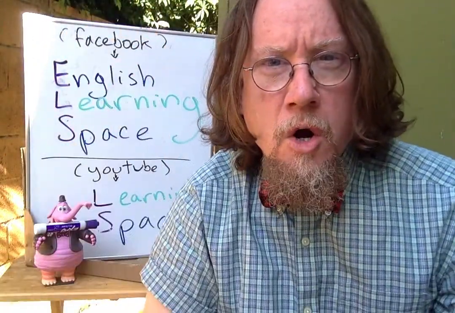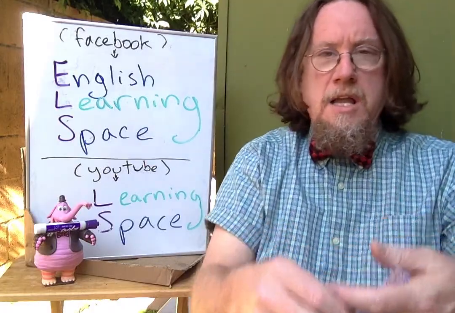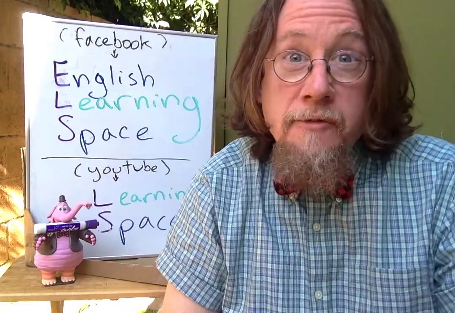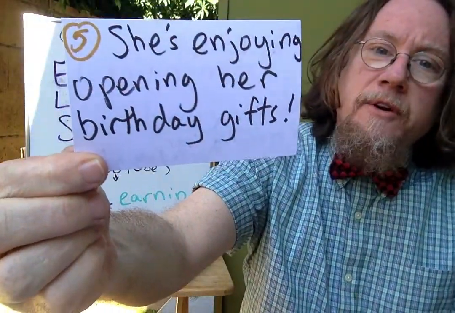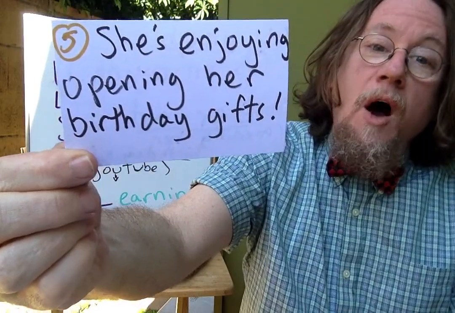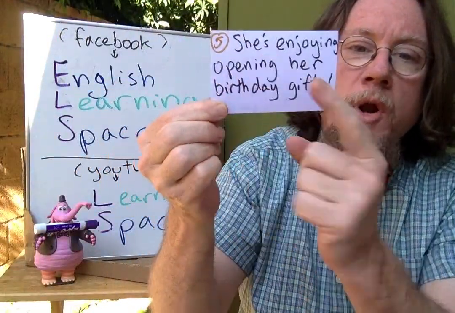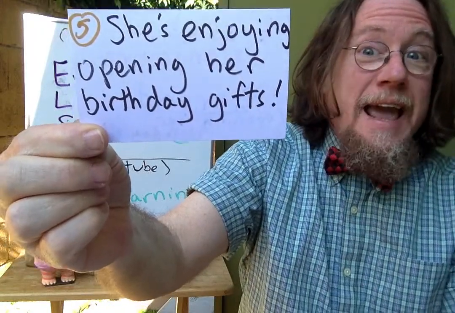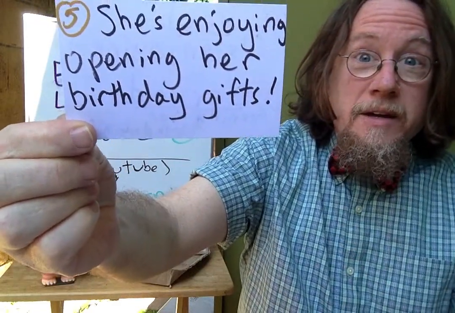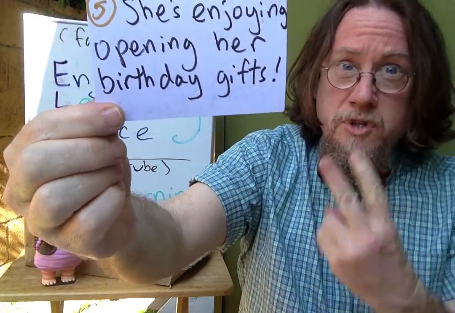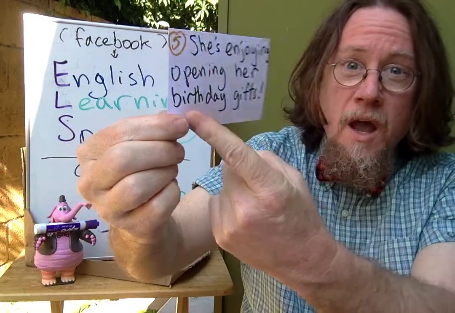Last question for our quiz, guys. If you hate quizzes, don't worry, it's over. If you love quizzes, I'm sorry, it's over. Here we go. Question 5. Let me start again. She's enjoying opening her birthday gifts. One more time. She's enjoying opening her birthday gifts. We have 2 ing words. Enjoying, opening. What is the answer? Verb or gerund?